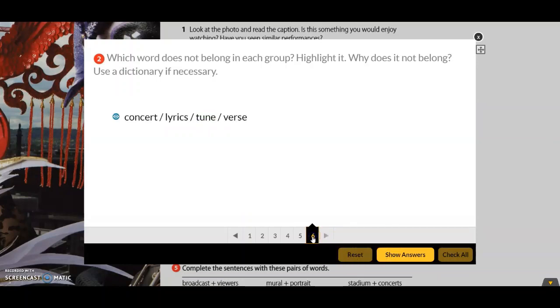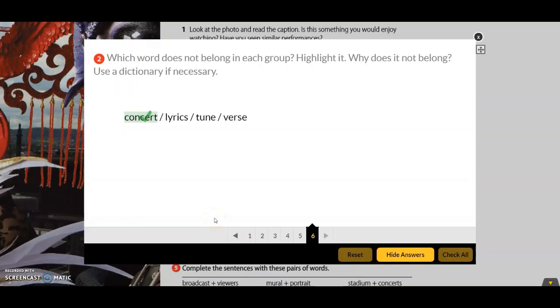Okay, number 6. We have a concert, lyrics, tune, and verse. Which would be the correct answer? Let's see the answer. Concert. In this part, guys, you have to pause the video and talk to yourself again and mention why concert is the word that does not belong in here. So pause the video now.